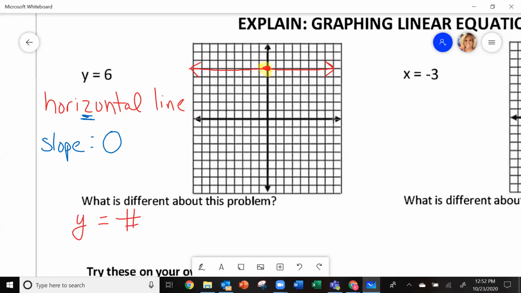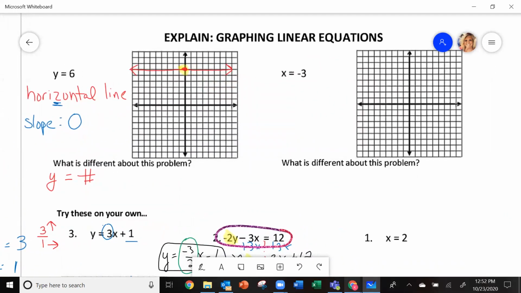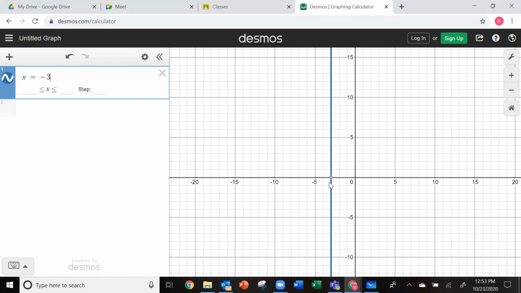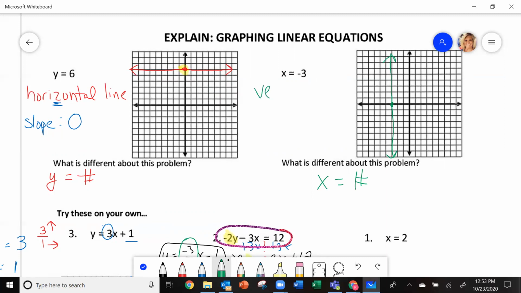So on the flip side of that, what about if we had x equals? So I'm going to put in the calculator x equals -3. Look at x equals -3. It gives you a vertical line where it crosses the x-axis at -3. So when I go over here, I'm going to go to -3. We'll put a dot where x is -3, and I'm going to draw a vertical line. What is different about this problem is that it says x equals a number. This is going to give me a vertical line.